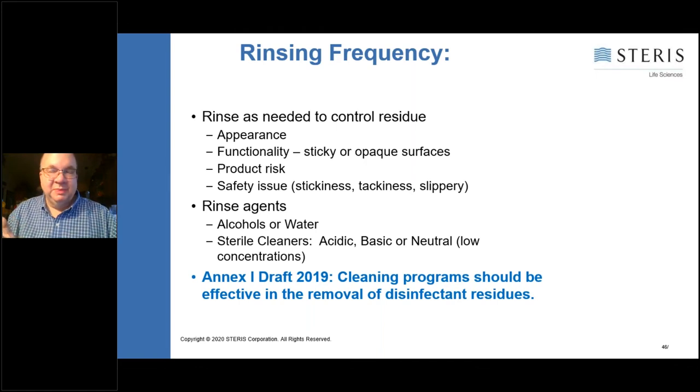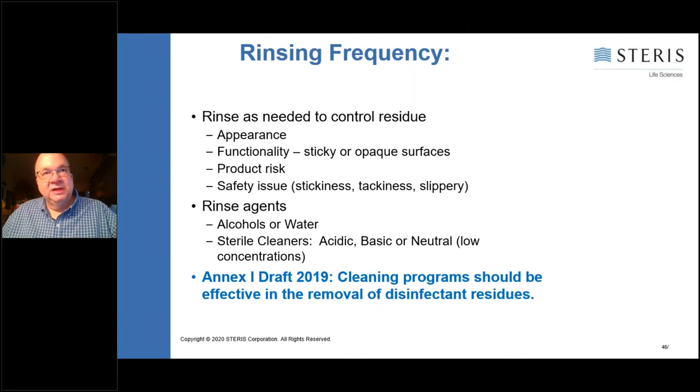So I was in Vigo, Spain last year. They had never rinsed in 12 years at this pharma account. They were using phenols and bleach. I go walking across the floor and my shoes come off on the floor. They stick to the floor. That's because they never rinsed. So it was very sticky and tacky. So rinsing should be done periodically based on visual observation and safety.